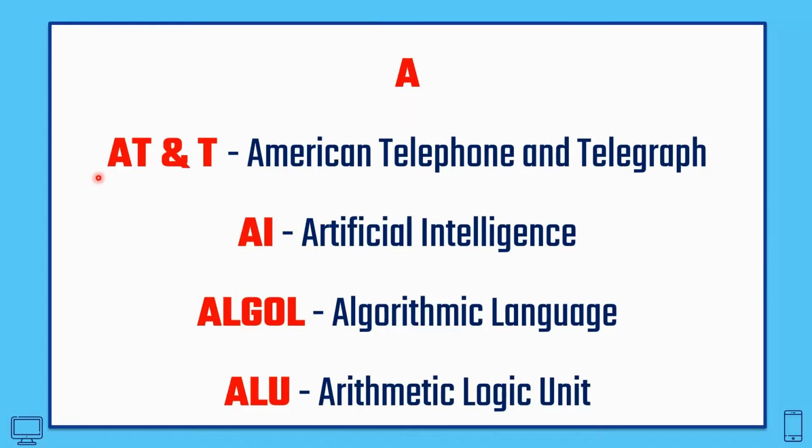AT&T stands for American Telephone and Telegraph. It is the world's largest telephone company. AI stands for Artificial Intelligence. AI is the science of making machines smart, using algorithms to allow computers to solve problems which used to be solved only by humans.